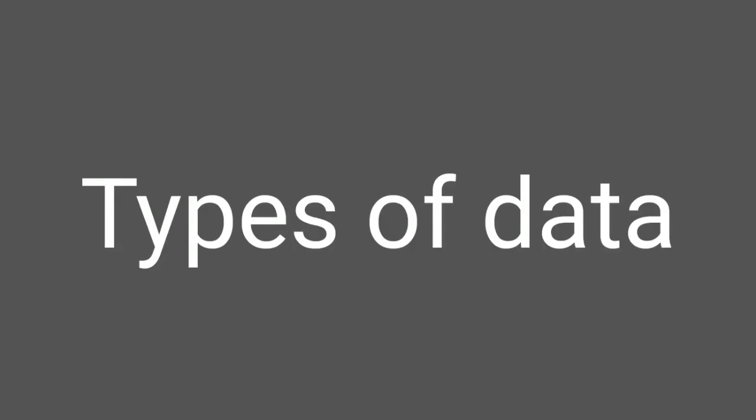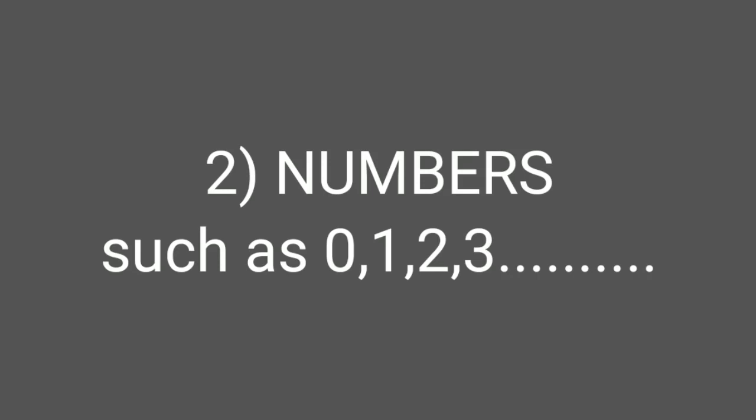Next, let us study types of data. First type of data is text. A text can contain letters, numbers, spaces and special characters. Second type of data is numbers, such as 0, 1, 2, 3, etc. And the third type of data is special characters like equal to, dollar, at, etc.